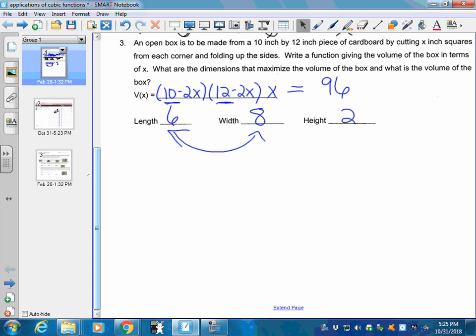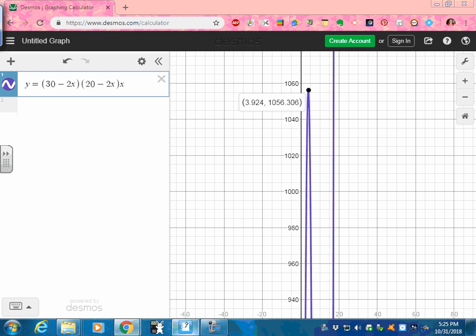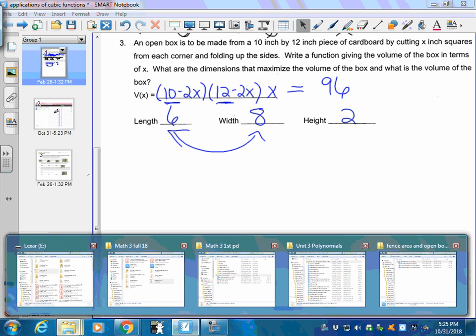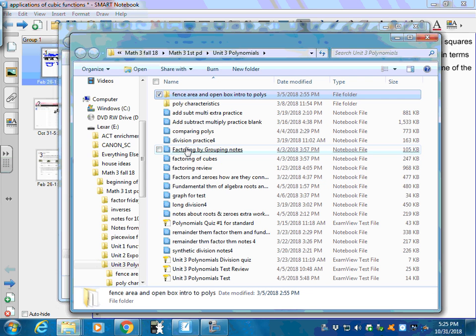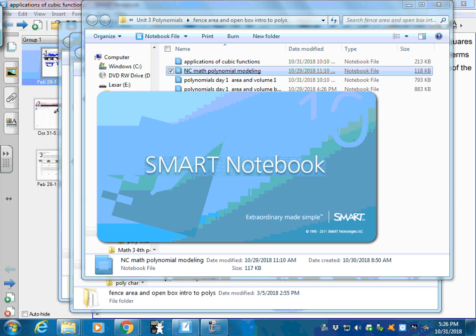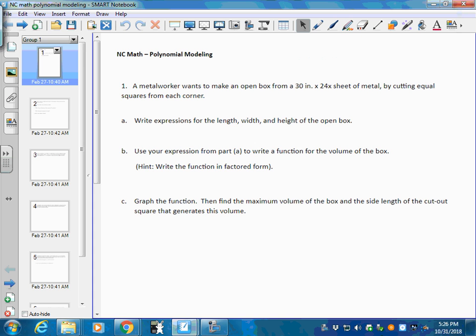Now I'm going to go to the other Smart Notebook, the modeling one that y'all had. We finished pretty much, a lot of y'all got done in class, but I told you to finish the front if you did not. So, okay, we're starting with number 1 here.